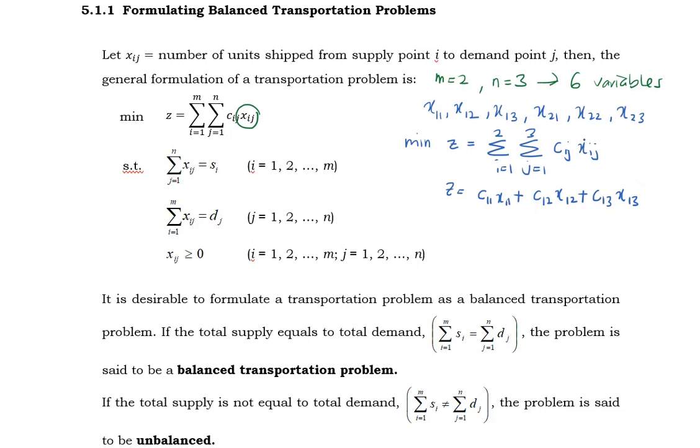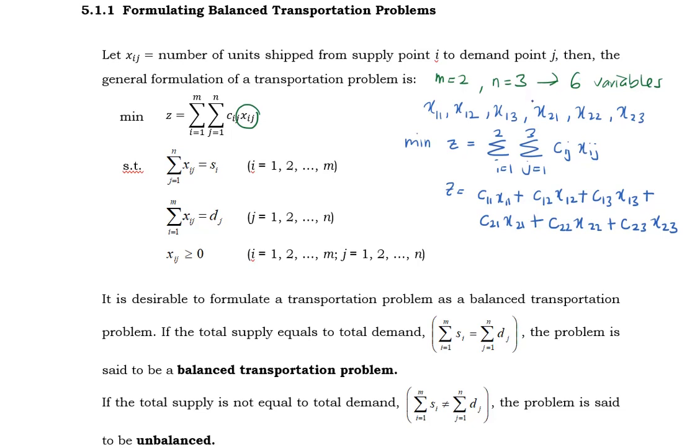We have already completed j. Now we go back to the outer summation. Now i equals 2, so plus c21 x21 plus c22 x22 plus c23 x23. So this is the objective function of this example.